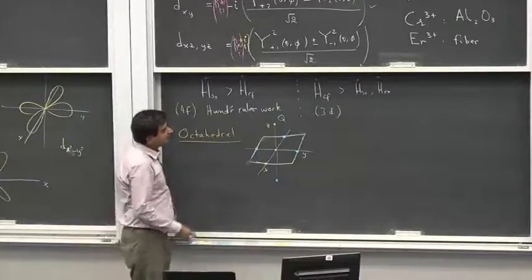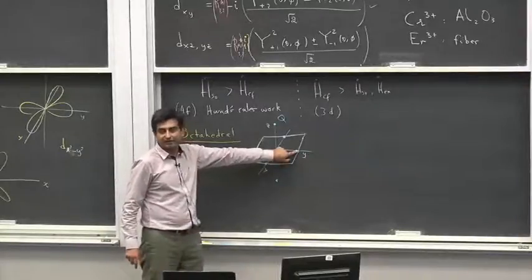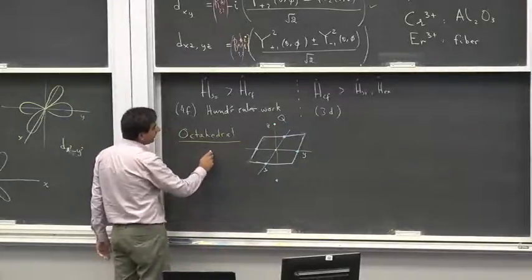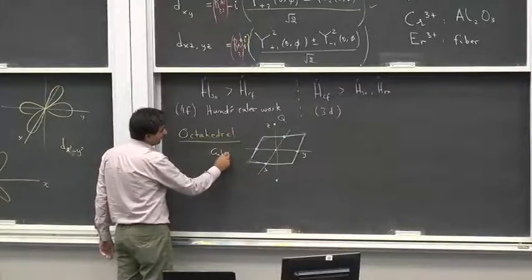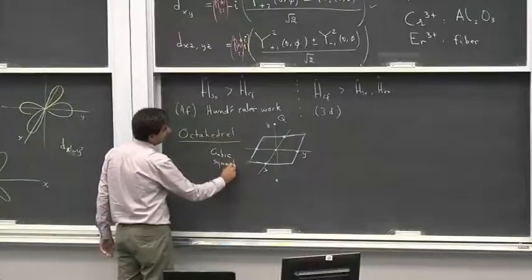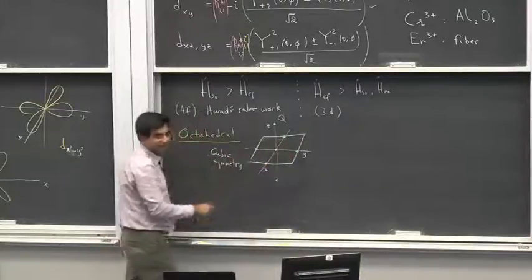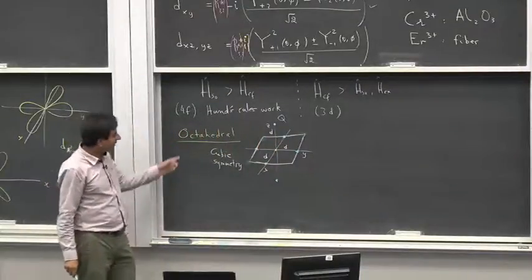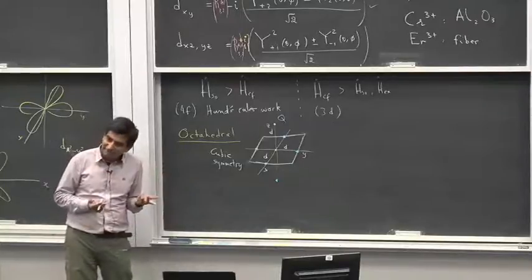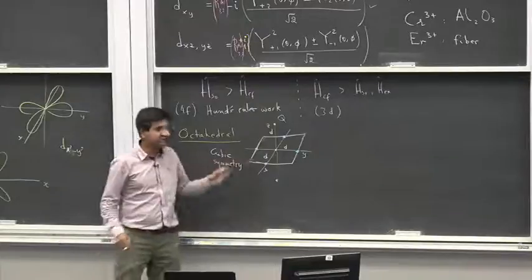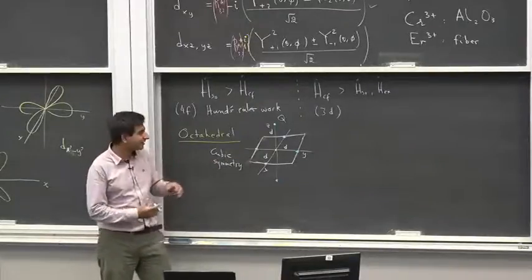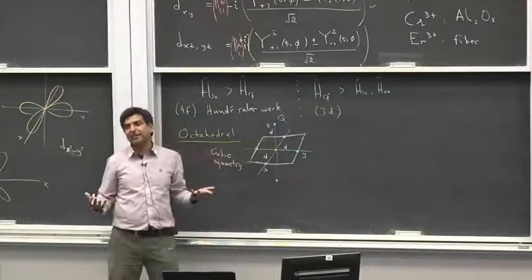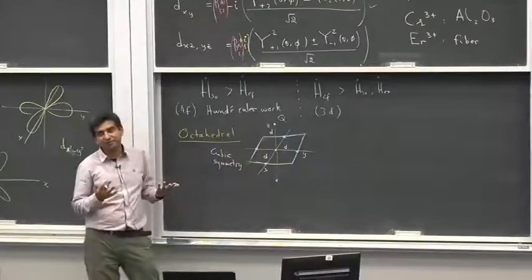In the octahedral environment, the distance of the central ion from each anion could be the same or different. If it's the same, we call it an octahedral environment with cubic symmetry. Let's call this distance d. It's an octahedral environment, which tells you the coordination, and it's cubic symmetry because each one of these distances is the same. It could be tetragonal, in which one of the distances is different. It could also be orthorhombic, in which all three distances are different. But let's assume a cubic symmetry octahedral environment.